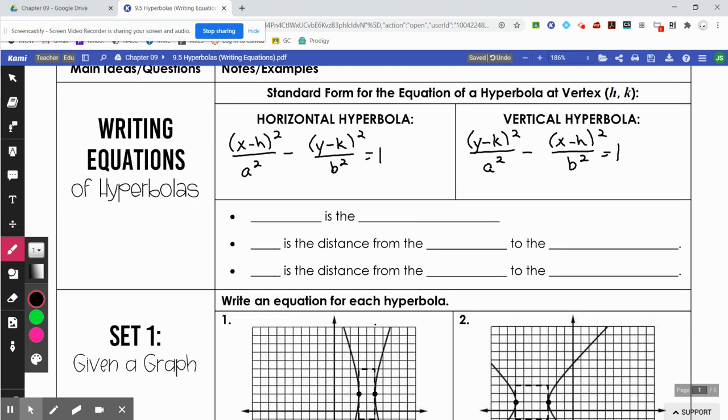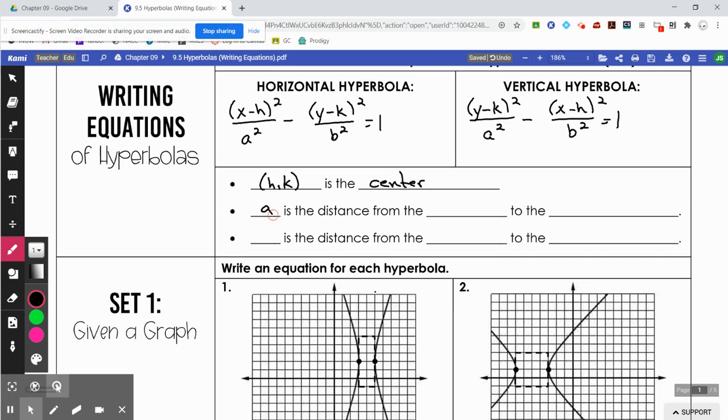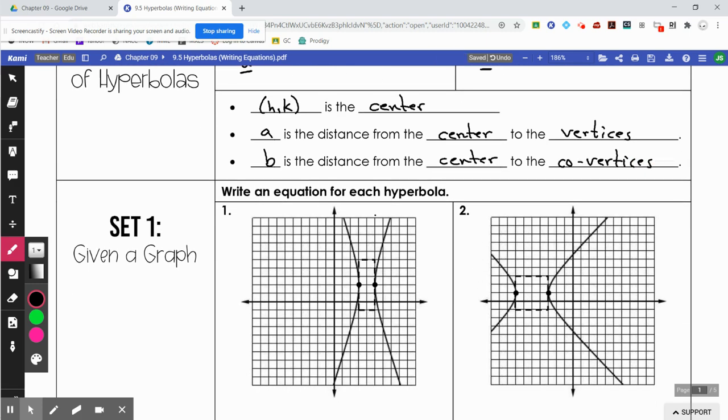Also reminders, h, k, and it says hyperbola at vertex. That should say up here center, because h, k is the center of your hyperbola. a in each of the formulas, here you have a squared and here you have a squared. a is the distance from the center to each vertex. I'm going to put vertices since there are two. And then b is going to be the distance from the center to each covertex, or to the covertices. So therefore, let's try some of these.